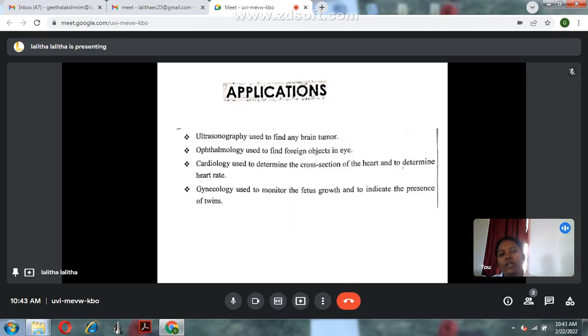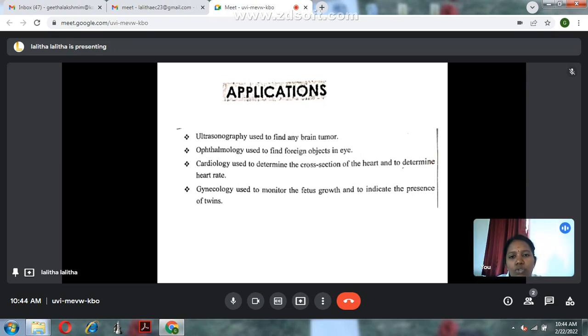Now the applications of ultrasonography. Ultrasonography is used to find brain tumors and cancer. Ophthalmology uses it to find foreign objects in our eye. Cardiology uses it to determine the cross section of the heart and the heart rate. Gynecology uses it to monitor fetus growth and to indicate the presence of twins. So these are the applications: ophthalmology, cardiology and gynecology.